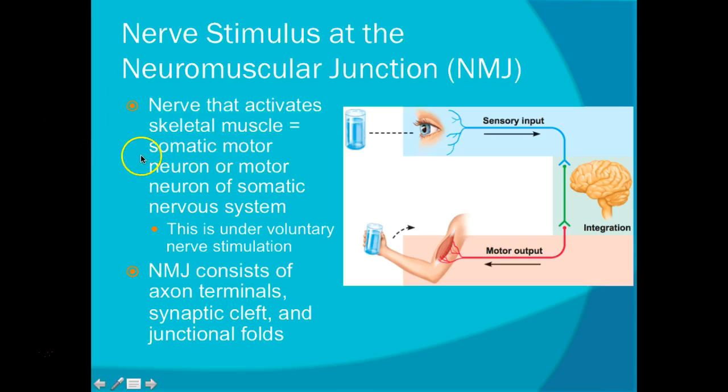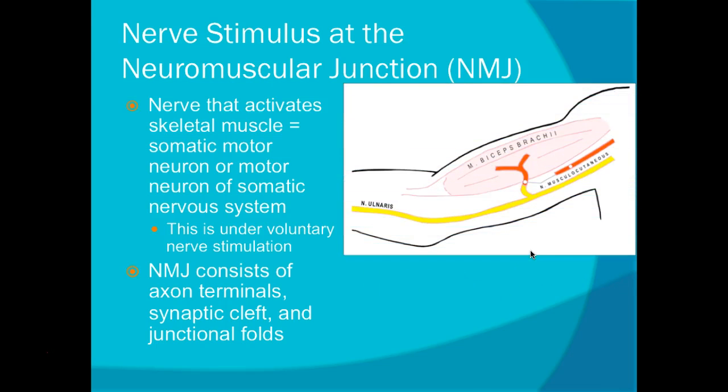Now, soma means body, so really this is affecting our skeletal muscles that control our body, or we could call this neuron the motor neuron of our somatic nervous system. And we know skeletal muscle is under voluntary control, so that means we have conscious control. We're kind of telling our nerves when to send an impulse to our skeletal muscle and cause contraction. So now that you know all that, let's talk about our neuromuscular junction.